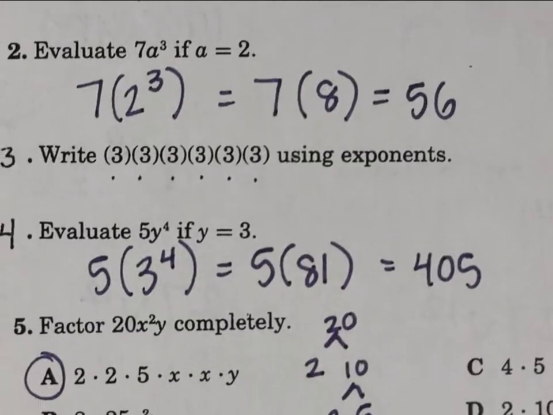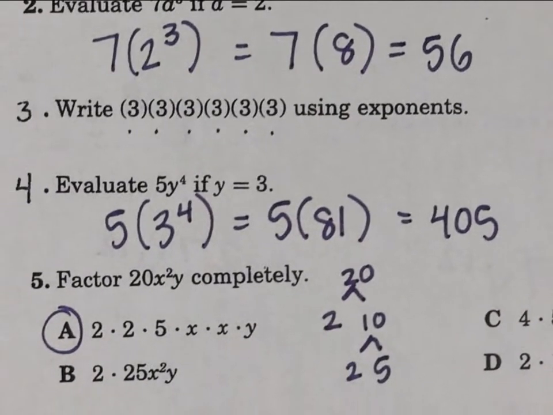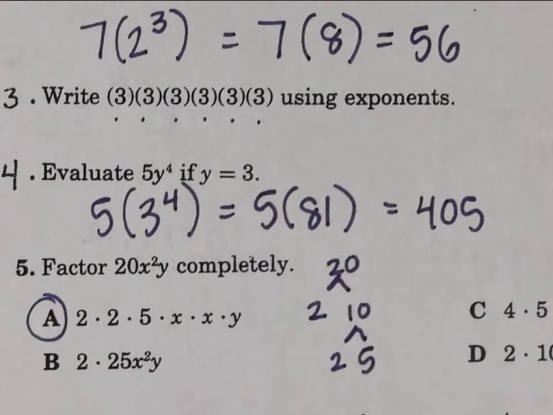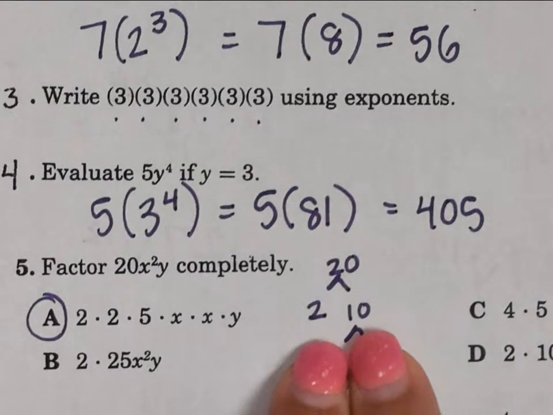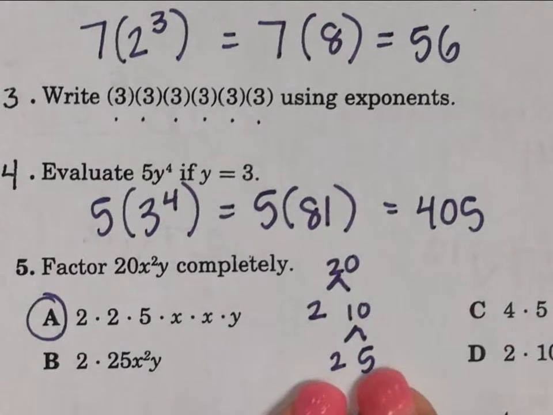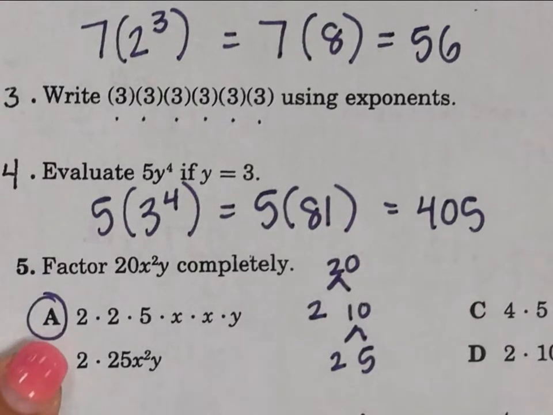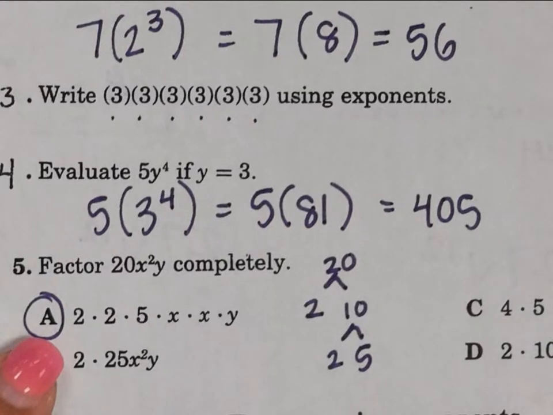All right, number 5 is a little tricky because you're factoring. Remember, factor means to break everything down as far as possible. So you've got to break it down into prime numbers. I cannot leave this as 2 times 10 because 10 is not a prime number. You would have to break it down further. Or I couldn't leave it as 4 times 5 because 4 would need to be broken down into 2 and 2. So the only answer choice that's correct is A.